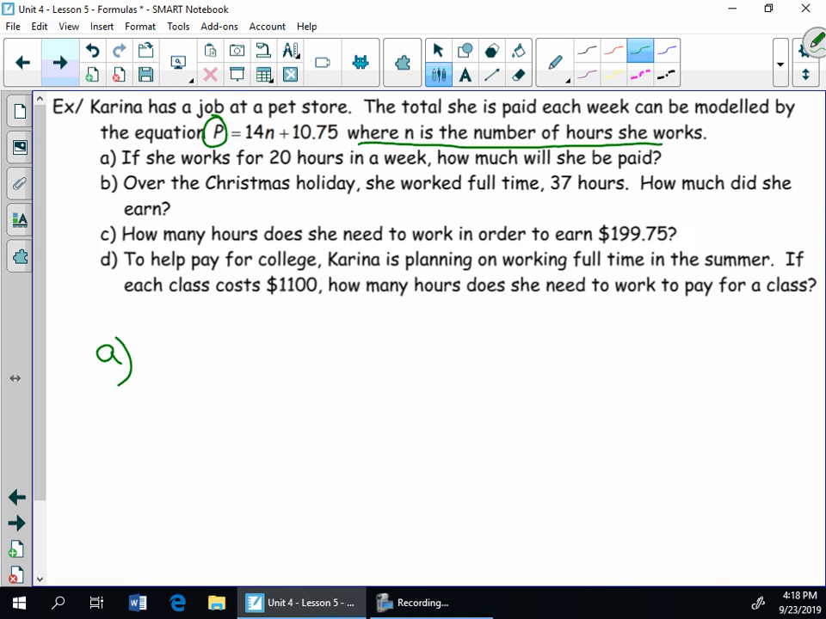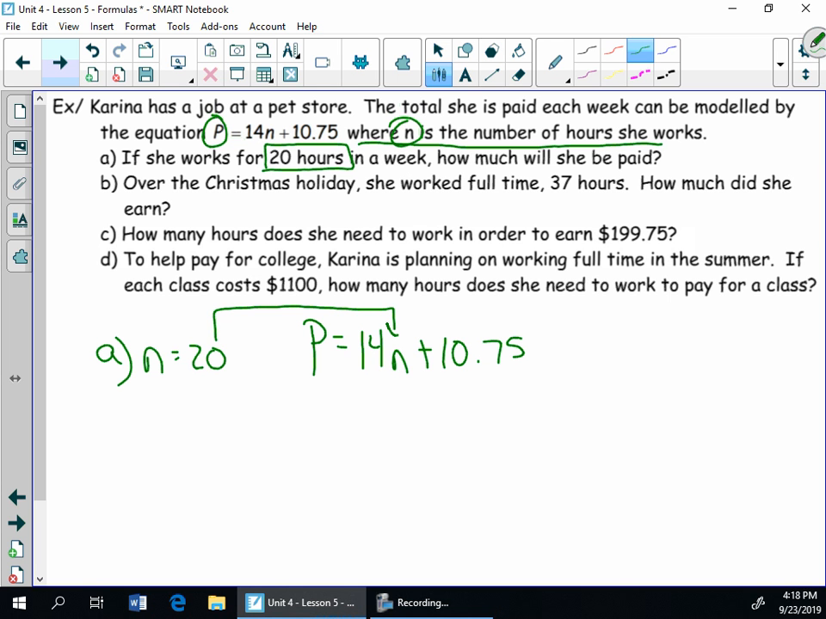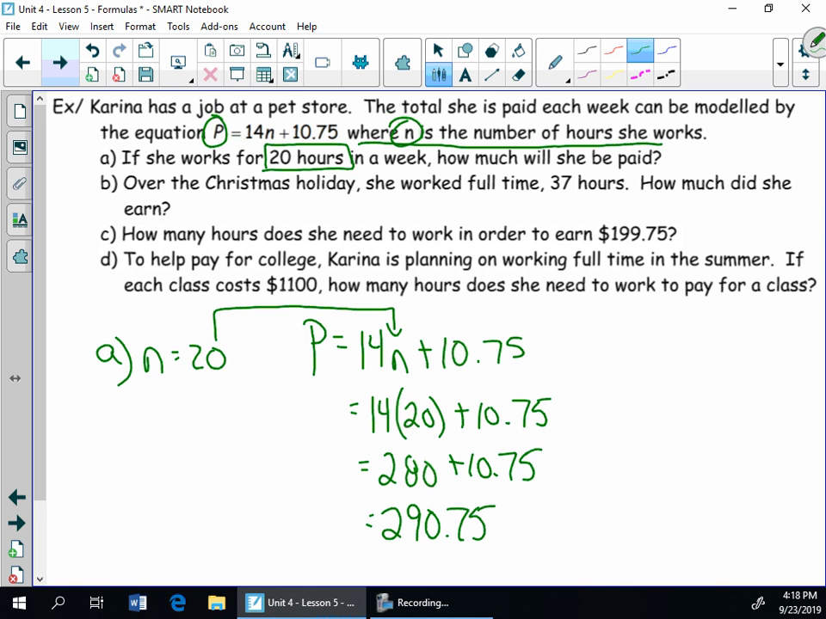Let's try some questions. If she works for 20 hours, okay, hours we were told was n, is 20. The equation we were given, 14n plus 1075, we're going to replace the n with 20. So 14 in brackets 20 plus 1075. Now be careful here, we've got to do BEDMAS. Multiply before we add. She's going to get paid $290.75 if she works 20 hours.